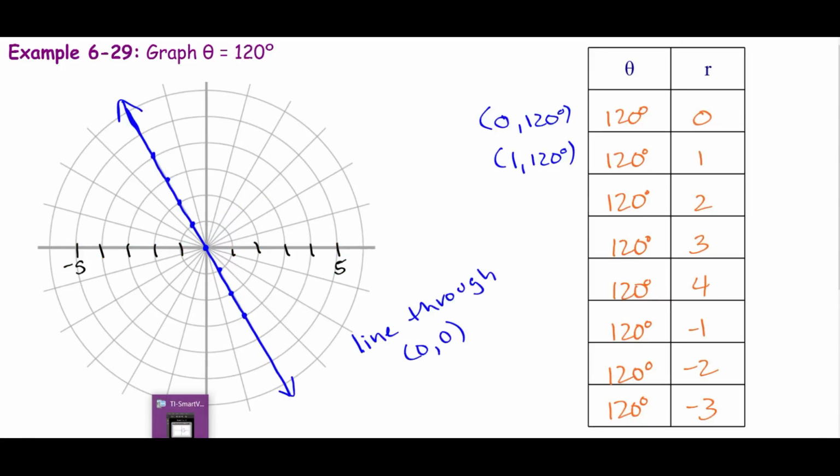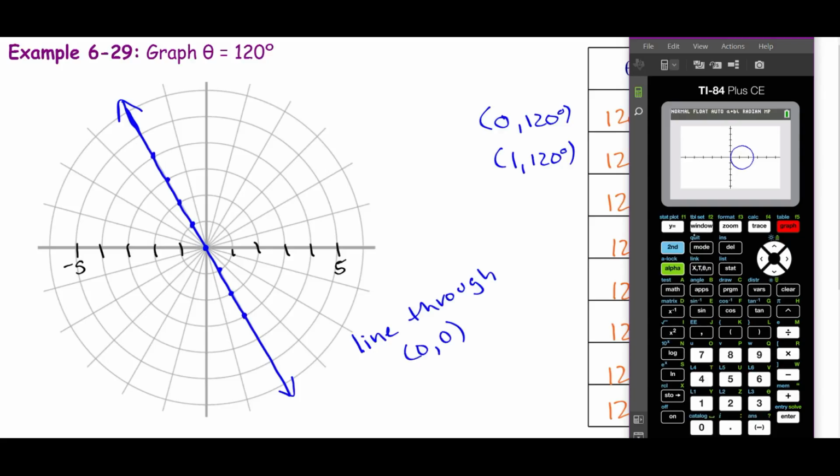Coming over to the next one, we had theta equals 120 degrees. I can't graph that in my calculator because in your calculator it's always r equals. Just like in function mode, you can't graph an equation that's just x equals 7 or x equals -2. It has to be in y equals form. With polars, it has to be in r equals form, so we couldn't graph this one on the calculator.